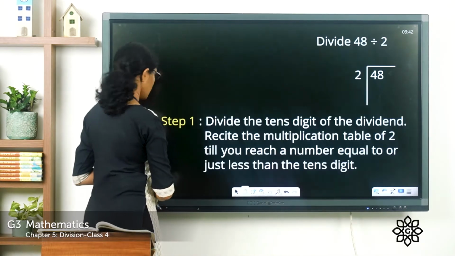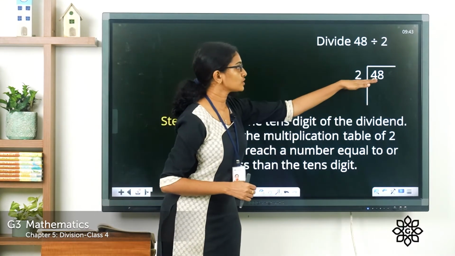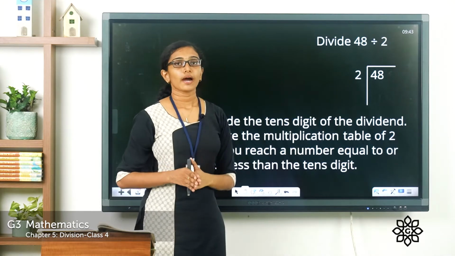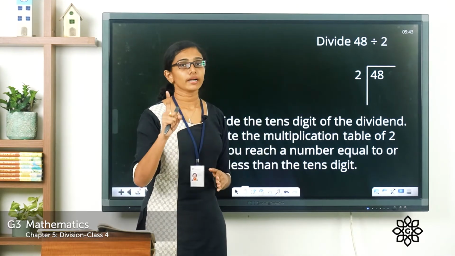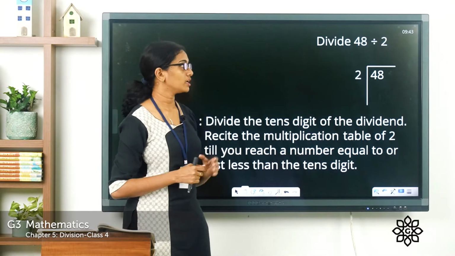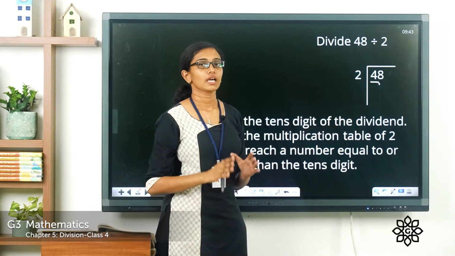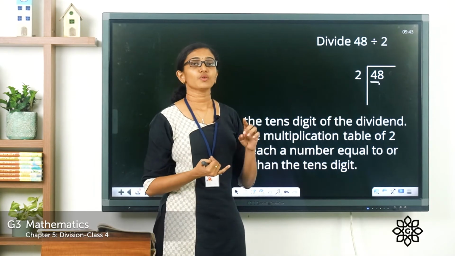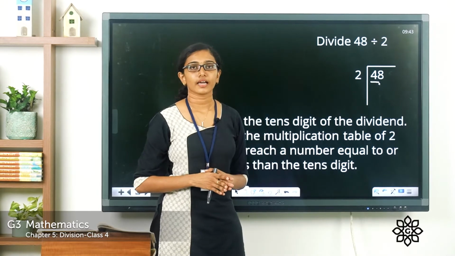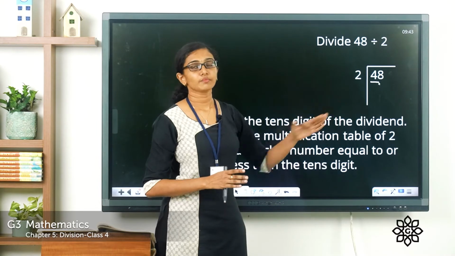Now, what is the step? The first step is to consider the digits of the dividend. We are going to divide the number 48 by a 1-digit number. Here the number 2 is a 1-digit number. So let's consider the first digit of the dividend. Remember, when we used to add, subtract and multiply, we always started the calculation from the lowest place, or the digit at the rightmost place.